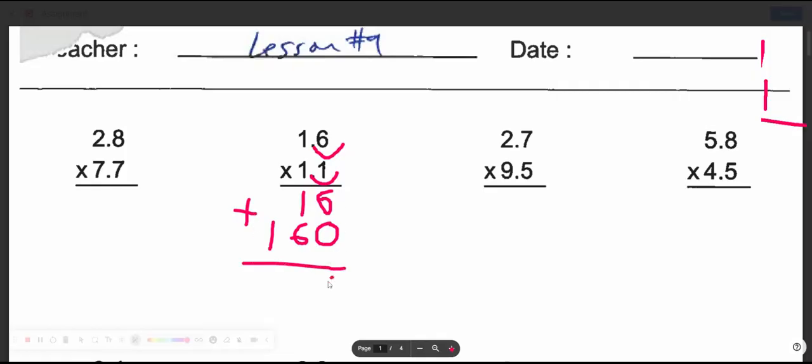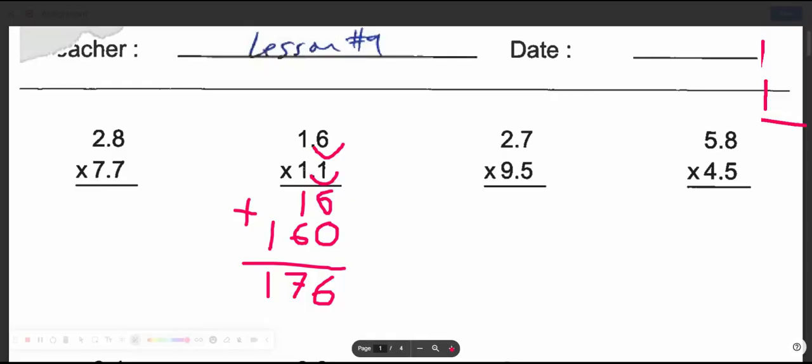6 plus nothing is 6. 1 plus 6 is 7. And 1 plus nothing is 1. Now you may be thinking, sweet, well, that was easy, I'm done. You're wrong. You're not done yet. Because the last step is we jump the decimals to the right to get them away from us. Now we got to jump them back.